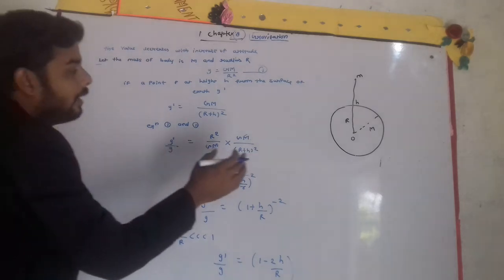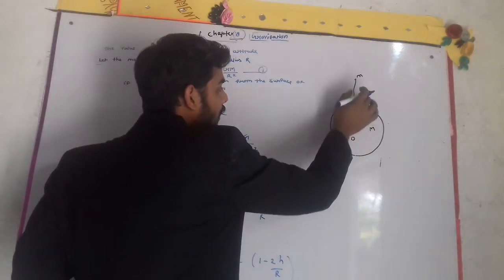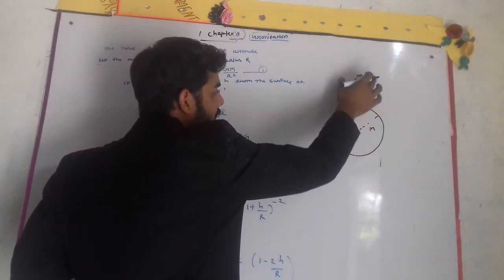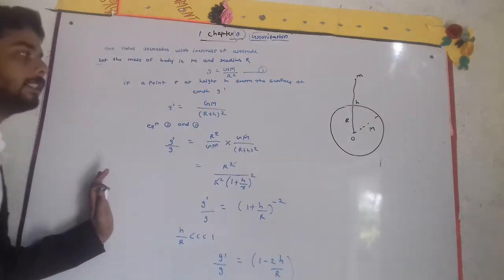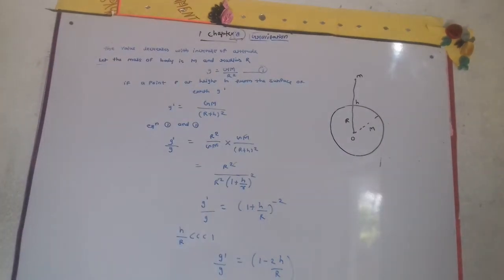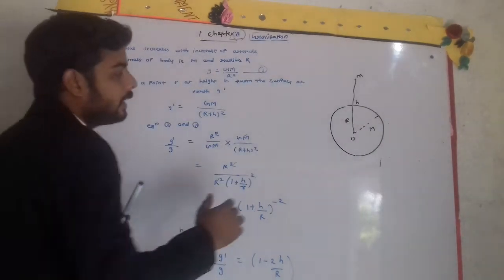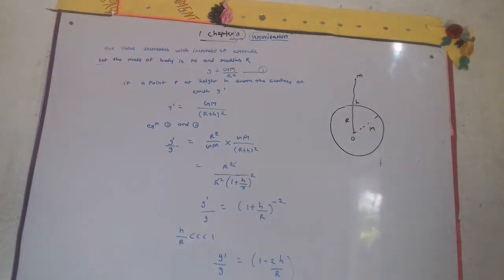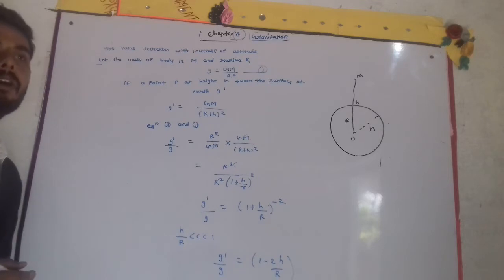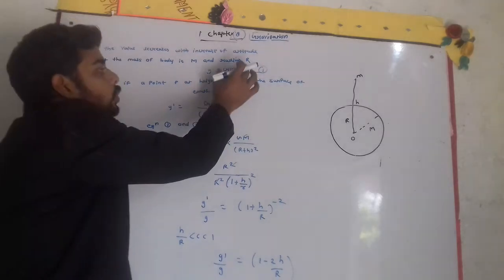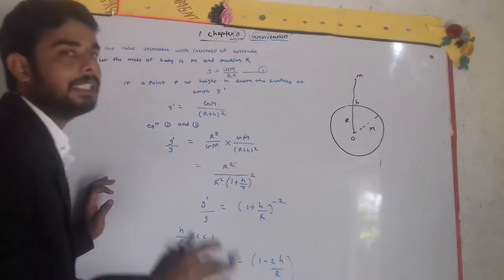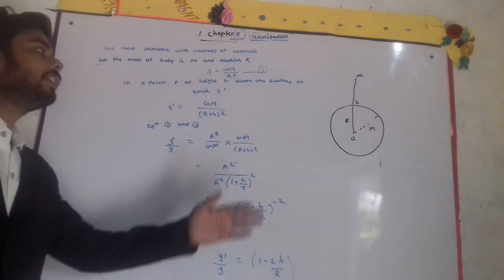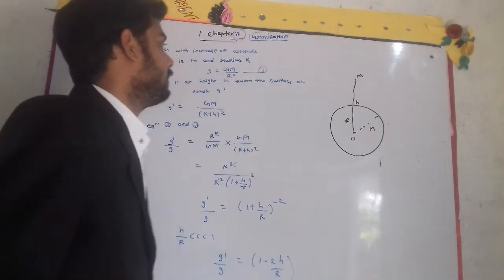So we have a diagram where O is the point, R is the radius of Earth, H is the height, and one point is put in. Let the mass of the body be capital M and R the radius from the Earth's surface. Then by the gravitational law we have studied, g equals GM upon R square, where G is the gravitational constant. This will be our equation number first.